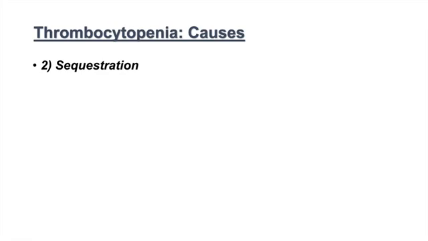In the second category, we talked about sequestration. This is basically where something absorbs the platelets before they can enter the body, or they're absorbed from the pool of the body's platelets. Sequestration basically means there is splenomegaly. Splenomegaly basically can absorb platelets.